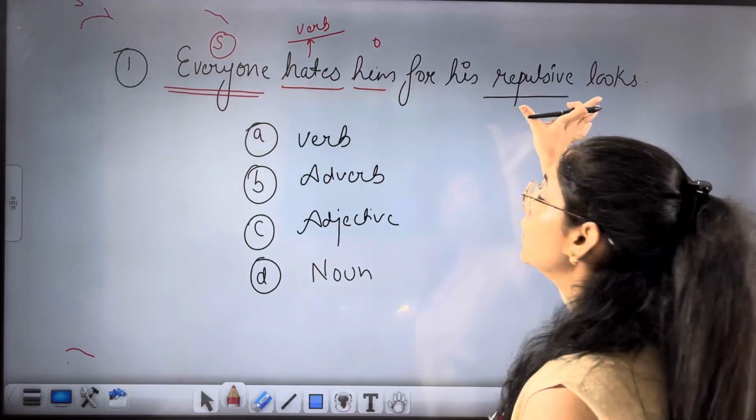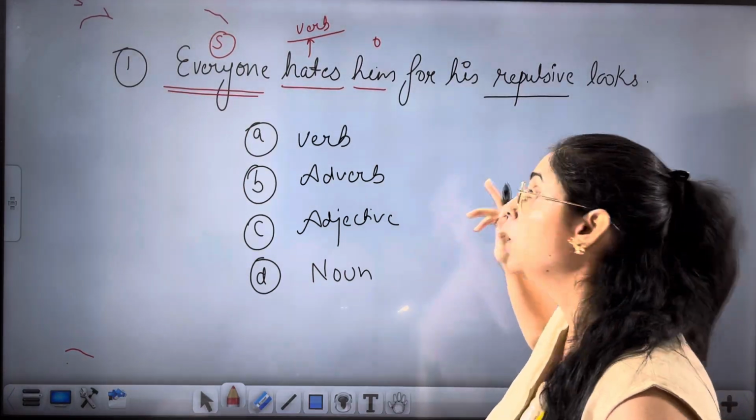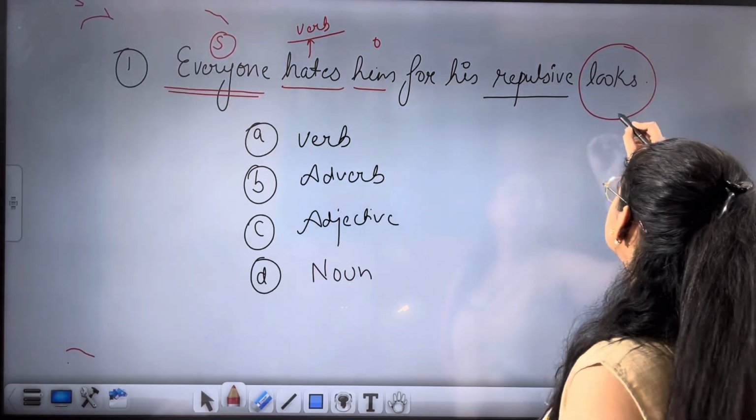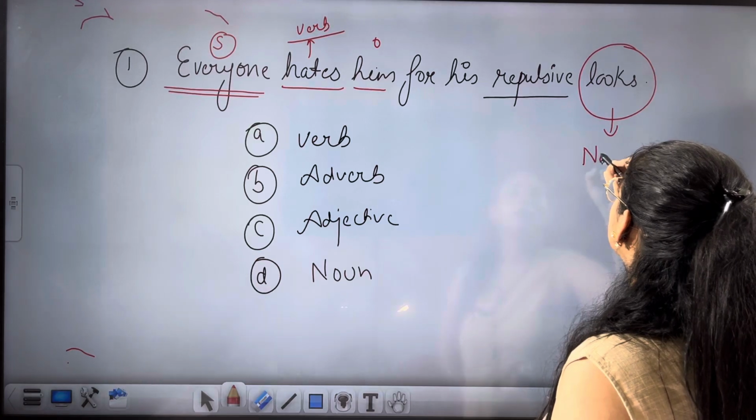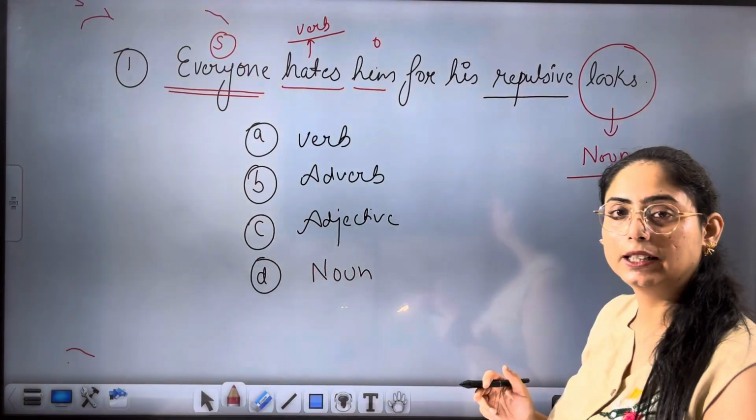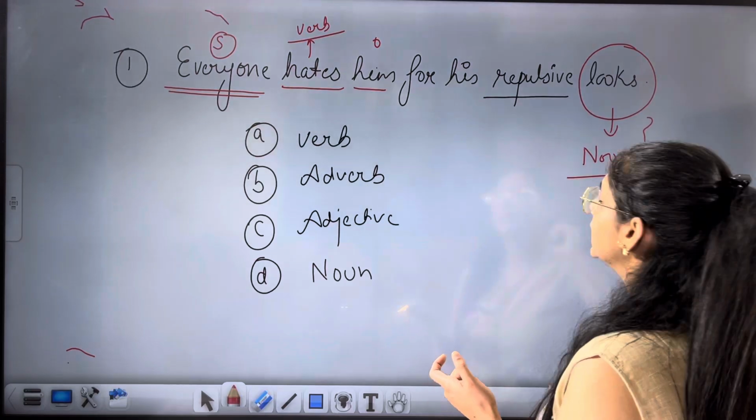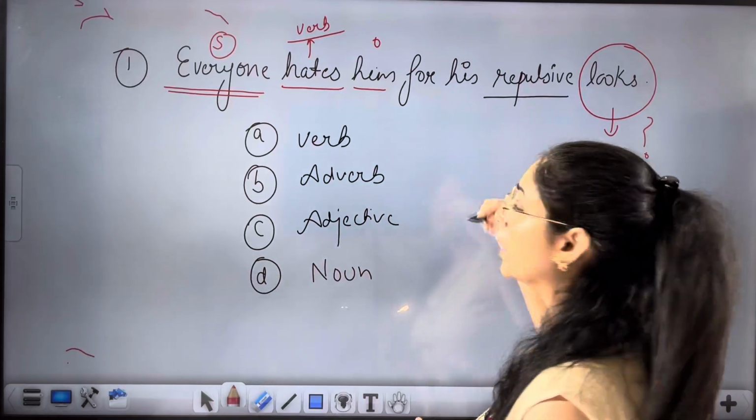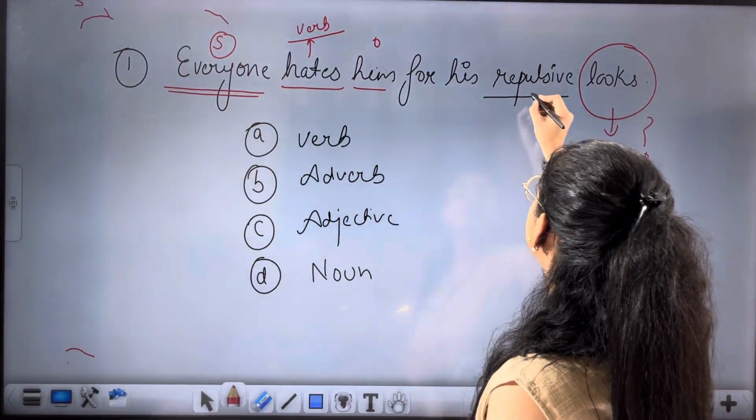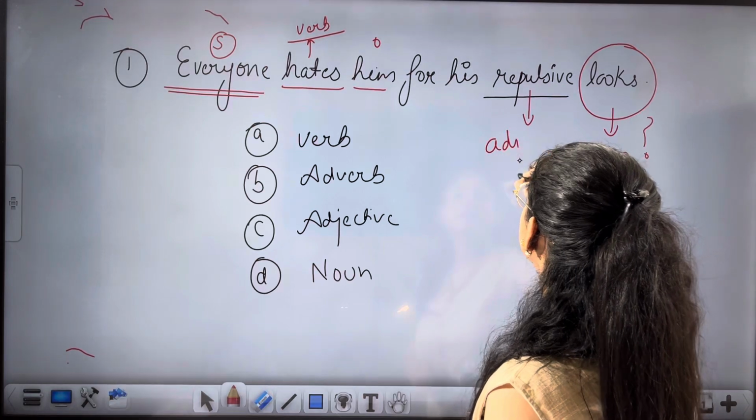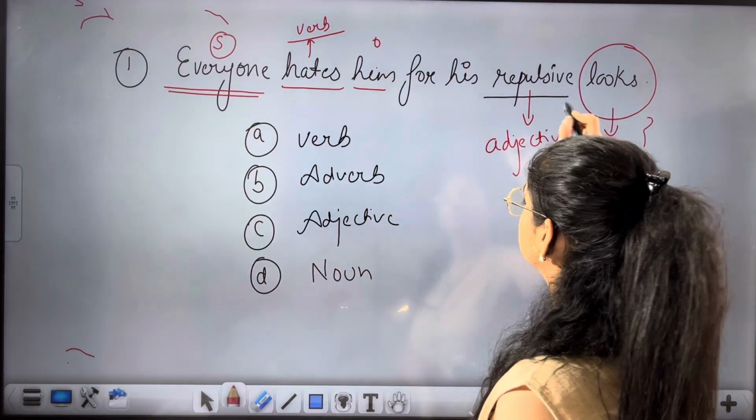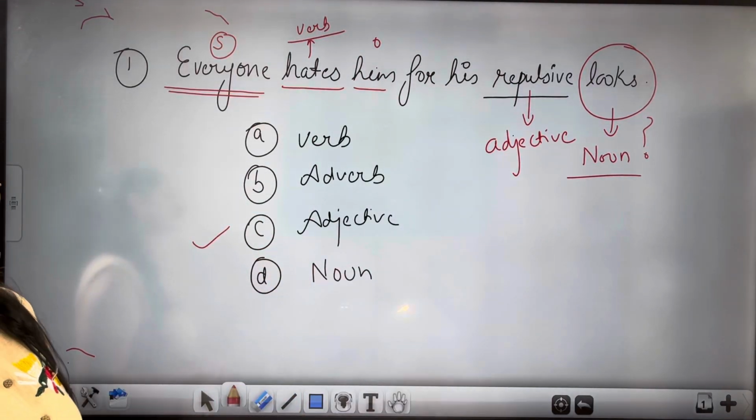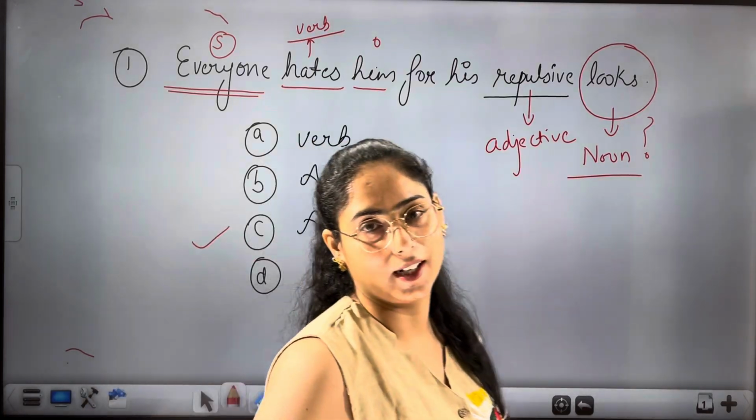For his what? For his looks. Here looks is not a verb. Here looks is acting as a noun. For what? Who gives the answer to what? Noun. Everyone hates him for his looks. And what kind of looks? Repulsive looks. Therefore, this repulsive is acting as an adjective. I hope this question is clear.